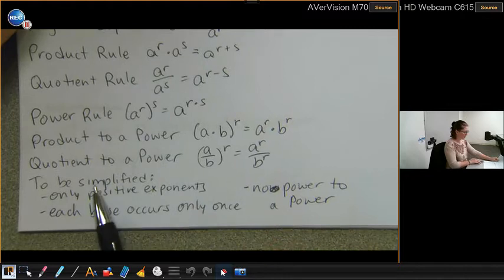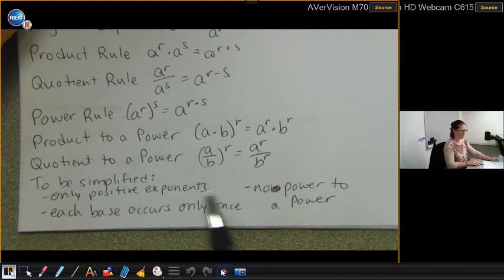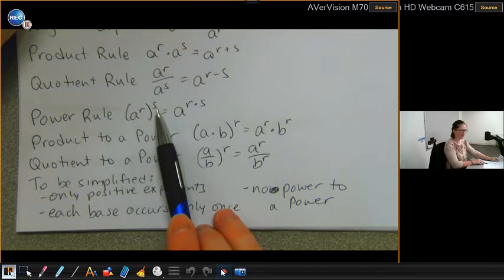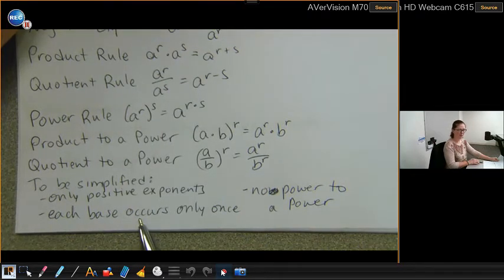For a problem to be simplified, you can only have positive exponents. There are no more power to a powers, so no exponent raised to another exponent. And each base occurs only once, so if it's a variable, there's only one of each variable left.